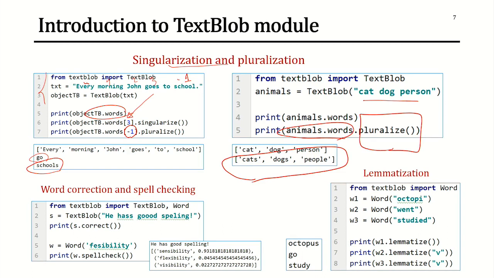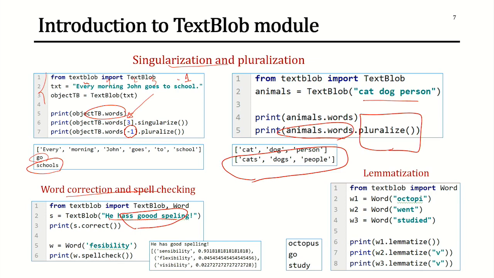And in addition to singularization and pluralization, we can also do word correction or word checking. We can spell check a given word. Suppose that we have this sentence. It has good spelling, so there are some common errors. There are 3 errors here: has, spell, good, and spell. So they are actually not in the correct forms.